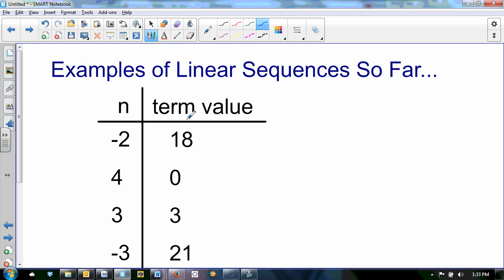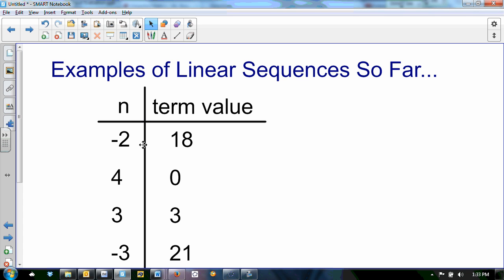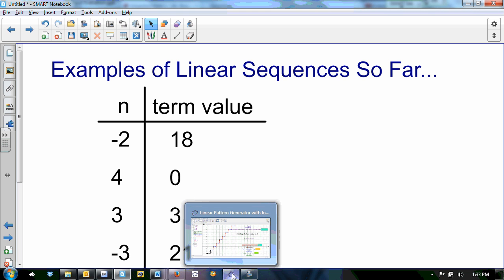The next example that I want to show you too is through a table and how we can get to our rule and then our simplified rule. So this is what we've been doing in our homework so far, is to identify the first term and our difference. Now, let's plot these points here and show that it's linear. So we can use a graph to show that this is linear.